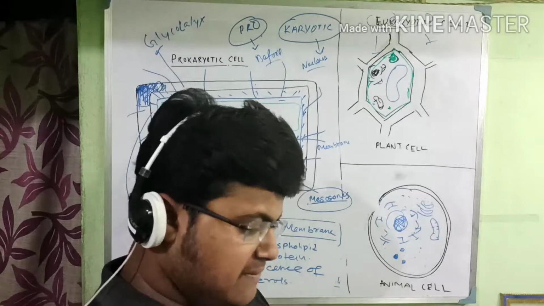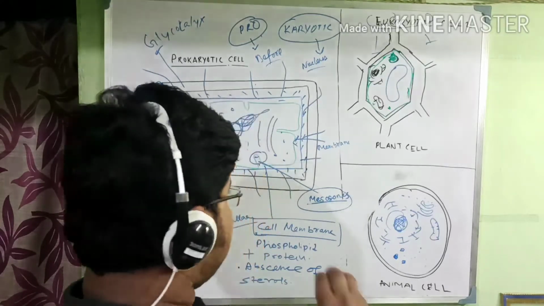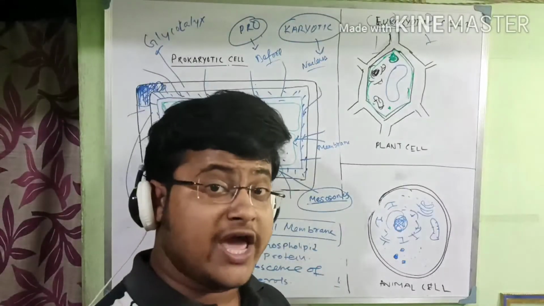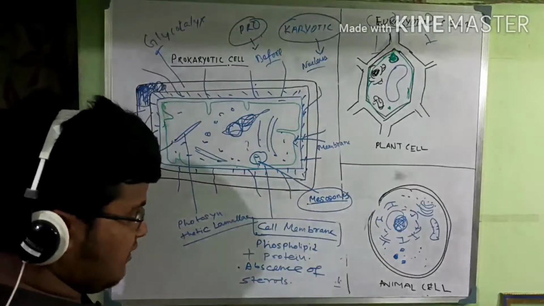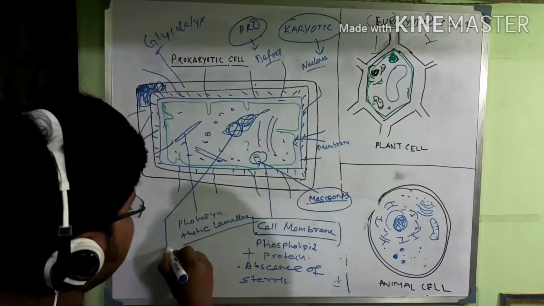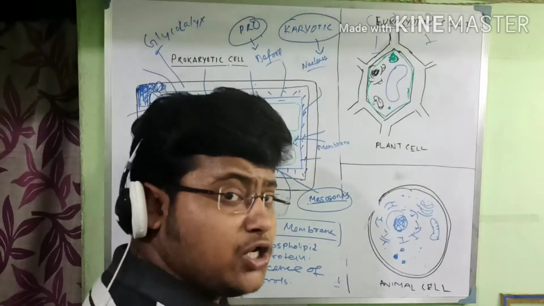Now, the main organelle of the prokaryotic cell, that is the nucleoid. Okay, this is the nuclear material, or the nucleoid.